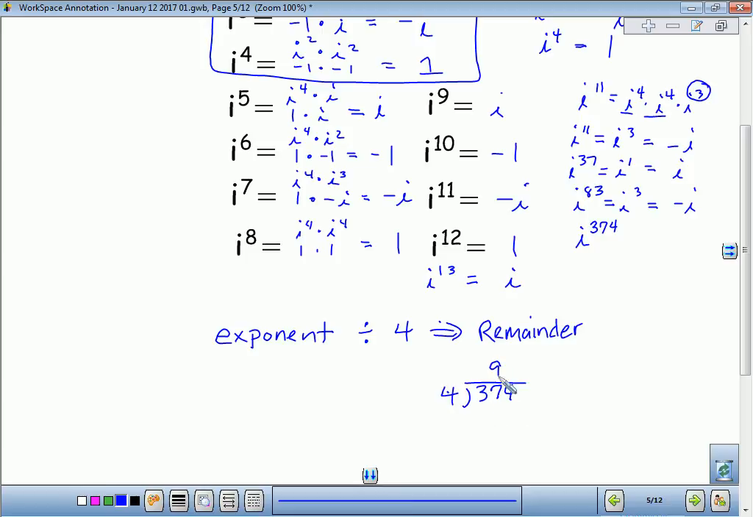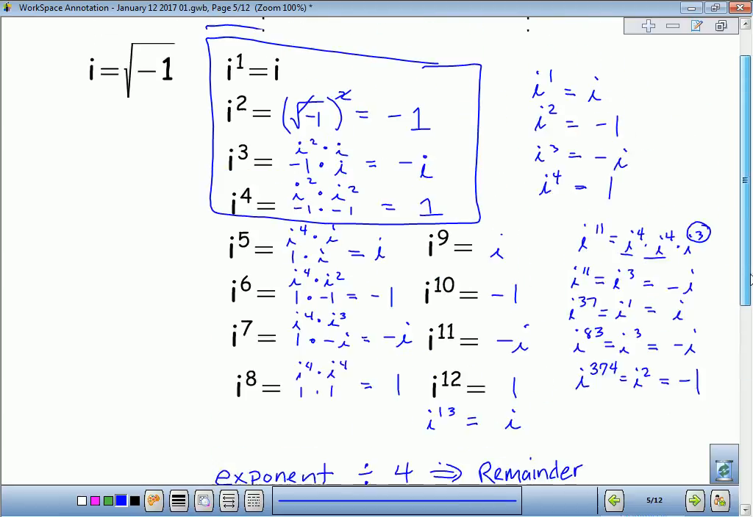So we'd say this goes in there 9 times, 36, 14, 3. But what we care about is the remainder, and the remainder is 2. So this is equivalent to i squared, which is negative 1. That's gorgeous.